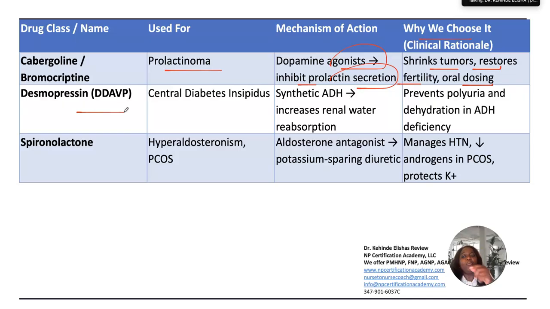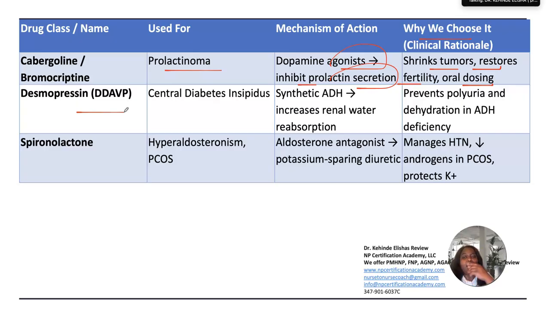What about desmopressin? Central diabetes insipidus. It's a synthetic ADH, increases renal water resorption, and then prevents polyuria and dehydration in ADH deficiency.